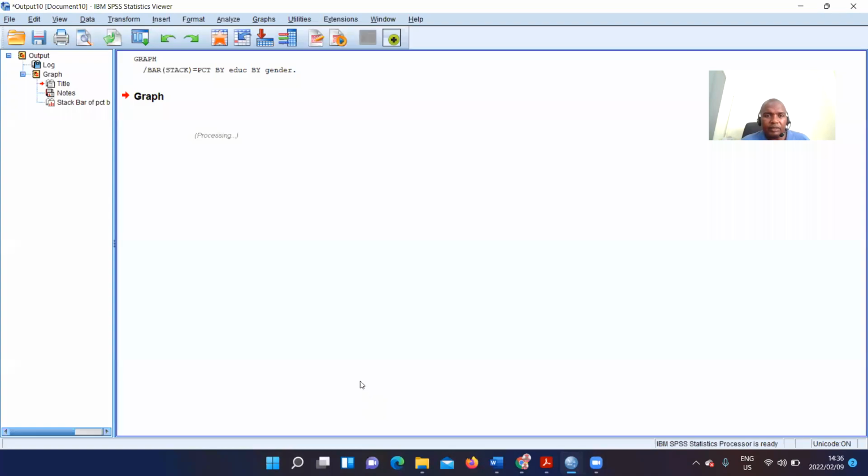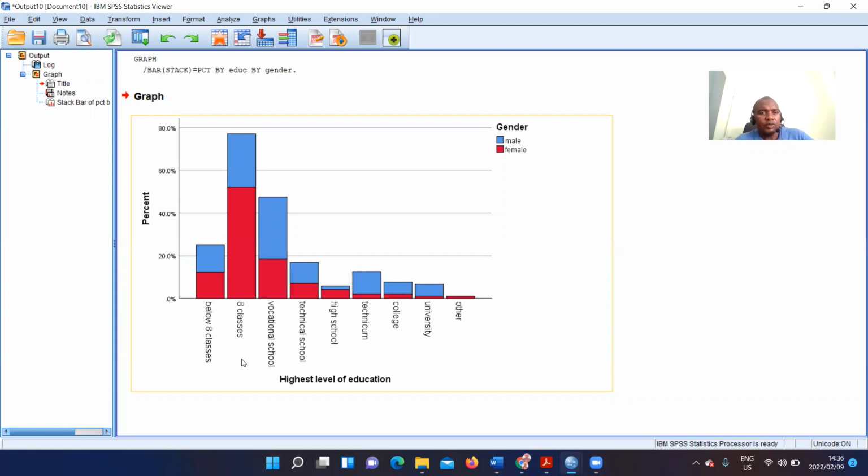You click OK. So if you check, you realize that what is being analyzed is the highest level of education. Below 8 classes, you have almost an equal number of men as women. And then at 8 classes, you have more women than men. And then vocational school, you have more men represented by the blue than the female, and so on, up to other, which is comprised only of females.